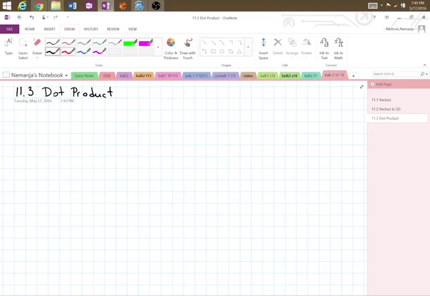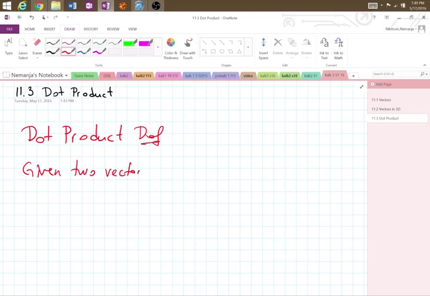So the dot product is going to be multiplication of the components, and we add all of it together. So the dot product definition is that given 2 vectors u and v, the dot product is, and I'm going to write both cases right off the bat.